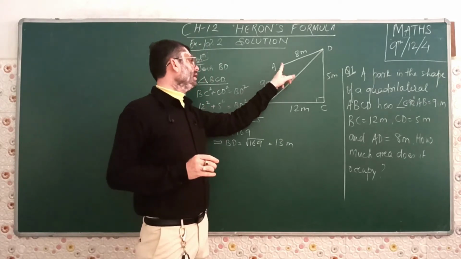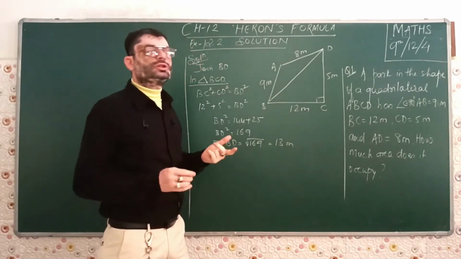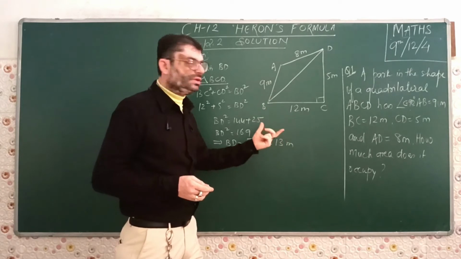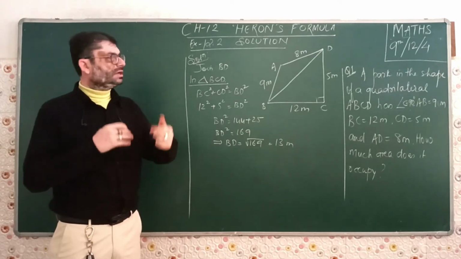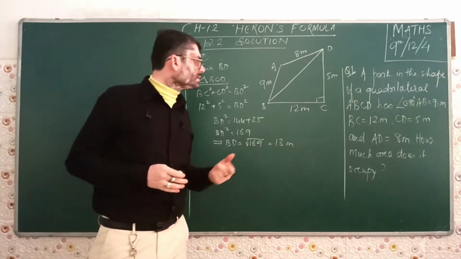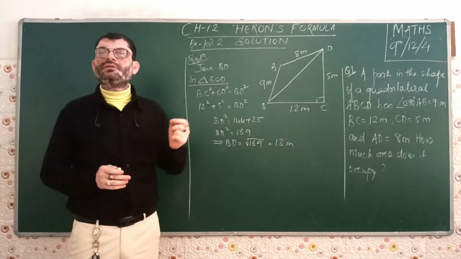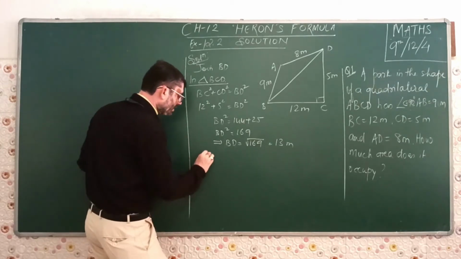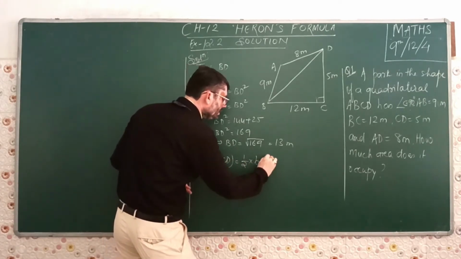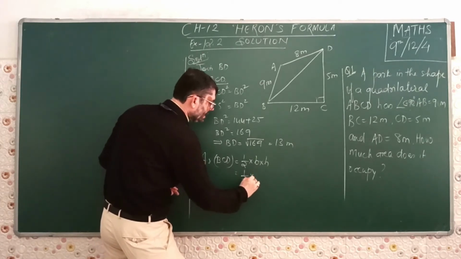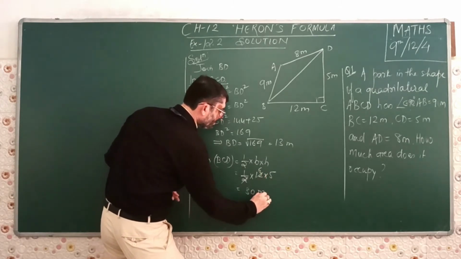Now we will be able to find the area of triangle ABD by Heron's formula. But what about the area of BCD? Area of BCD can also be found out by Heron's formula, because we have the three sides, 12 meters, 5 meters, and the third side 13 meters. But since it is a right angled triangle, in order to minimize our calculations, we can use the simple formula for area of a triangle, for triangle BCD, that is half into base into height. So let us find the area of triangle BCD. Area of triangle BCD is half into base into height, and here the base can be taken as 12 and height as 5, and if you simplify it, it becomes 30 meter square.